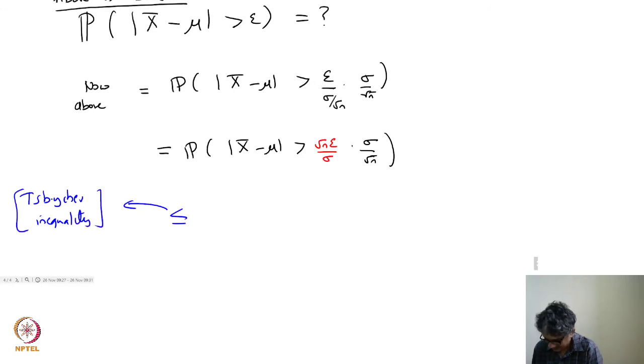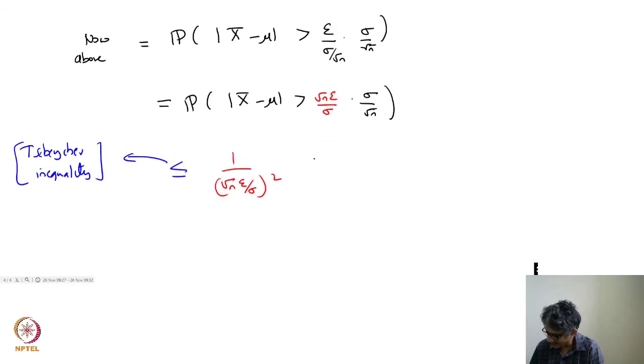Equality, right? And what do I get now? I think this here. And what do I get now? This is less than or equal to this 1 over k squared, right? So 1 over k squared is just 1 divided by root n epsilon by sigma, whole squared. And that's the same as, if I rewrite this whole thing, sigma squared by n times epsilon squared.